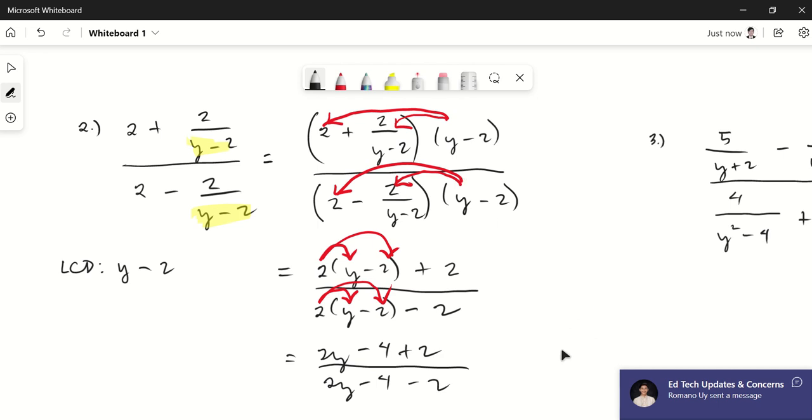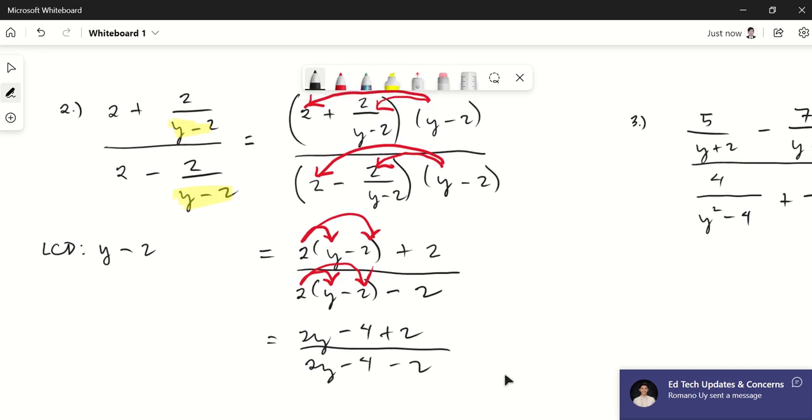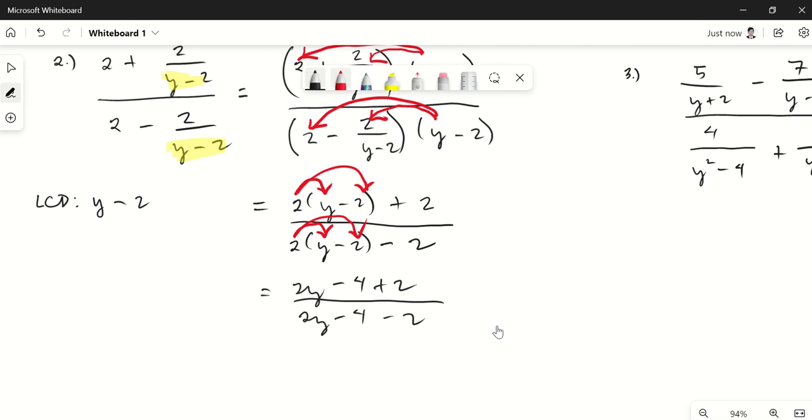We can still simplify our answer here by combining the constant terms, negative 4 and 2. So negative 4 plus 2 is negative 2, and negative 4 minus 2, they have the same sign. So you need to add the absolute value of those two numbers and copy the common sign. That will give you a negative 6.